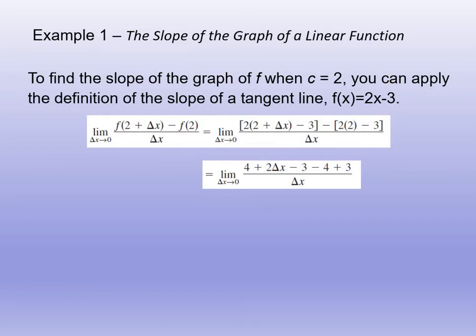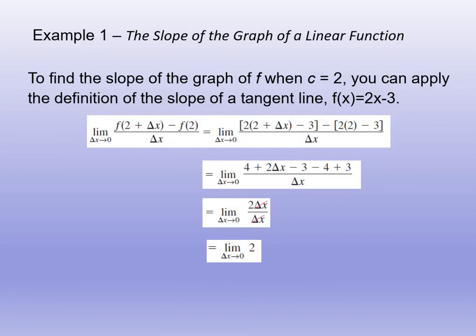We want to combine like terms. We have a positive 4 and negative 4, those cancel. We have positive 3 and negative 3, those cancel. So we are just left with 2 delta x over delta x, and the delta x's cancel, so our solution is 2. So the limit of f of 2 plus delta x minus f of 2 all over delta x, as delta x approaches 0, is 2.